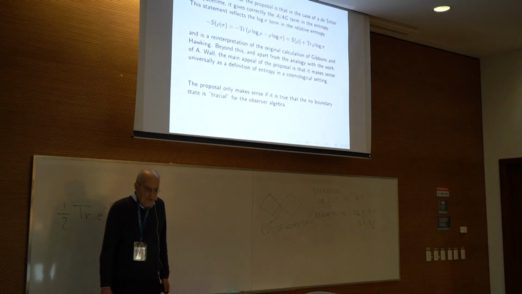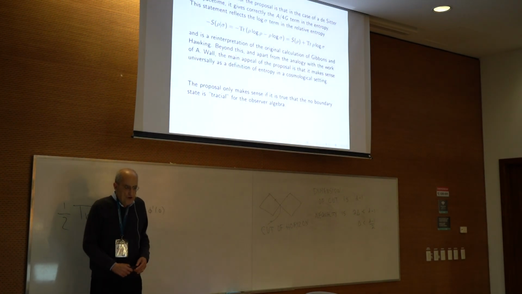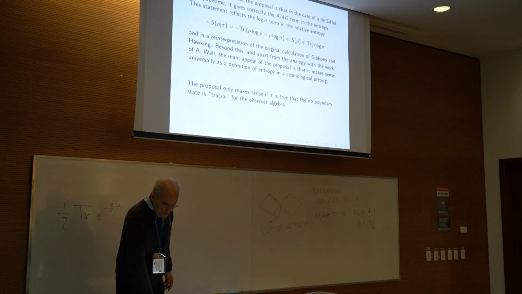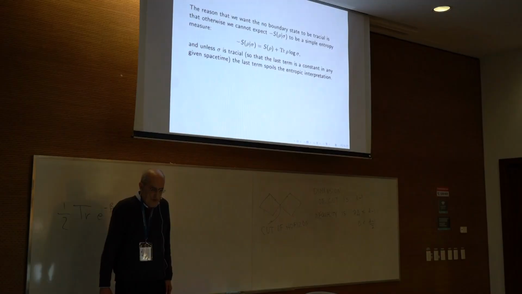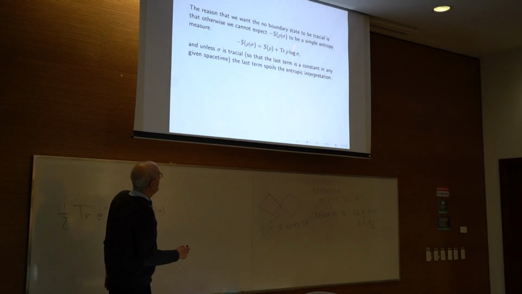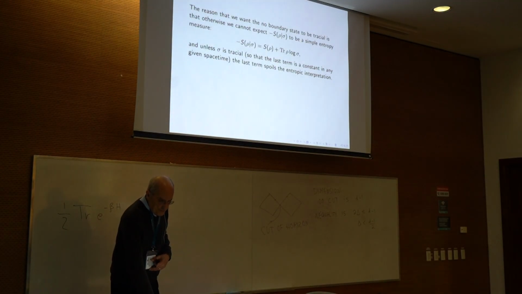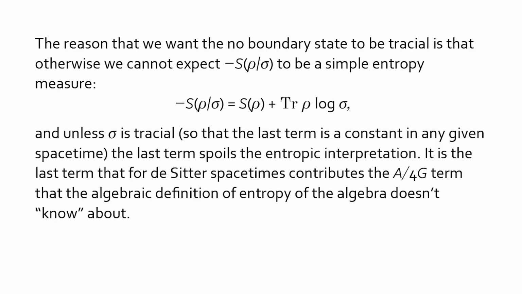It's far from clear if that's true, but some arguments to that effect were given in a recent paper that gives me a little bit of optimism, I guess. The reason we want the no boundary state to be tracial, I already told you. If it isn't, then this term wouldn't have a sensible interpretation as a contribution to an entropy. And we need that last term because it's that last term that contributes the A over 4G term that the definition of entropy purely inside the algebra doesn't know about.